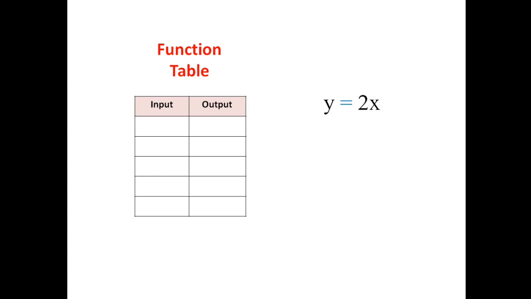For example, y equals 2x. In this equation, if we treat x as the set of numbers that we can input, the domain, and y as the set of numbers that we get as outputs, the range, we can make a function table to show some of the possible input-output combinations. For this function, we could choose any numbers at all for the value of x. But to keep things simple, let's just try inputting 1, 2, and 3 as values of x.